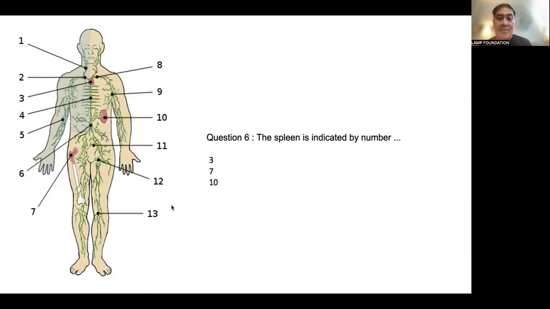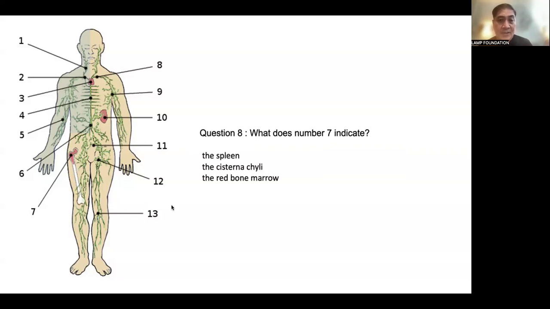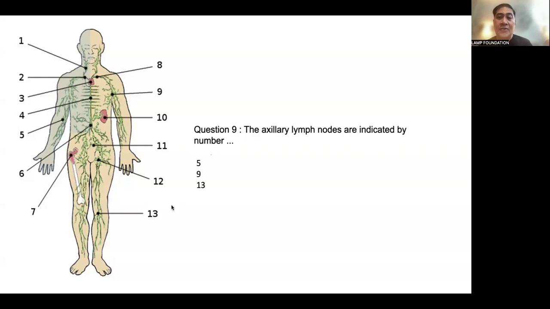12. The spleen is indicated by number? 10. Which number indicates the lumbar lymph nodes? Number 11. What does number 7 indicate? The red bone marrow. The axillary lymph nodes are indicated by number? 9. The thymus is indicated by number? 3. Which number indicates the cervical lymph nodes?